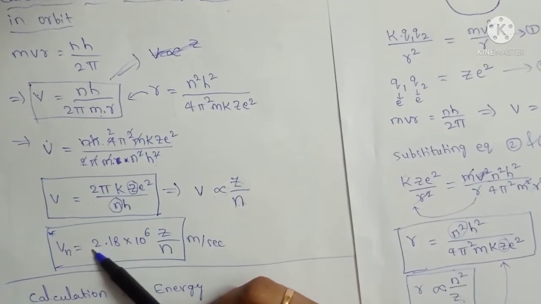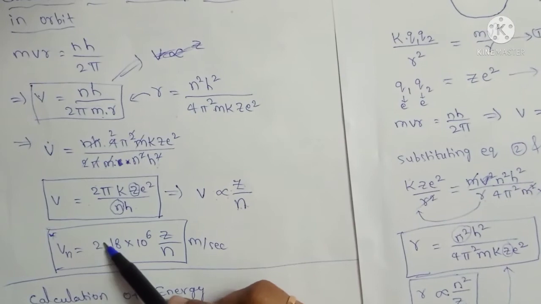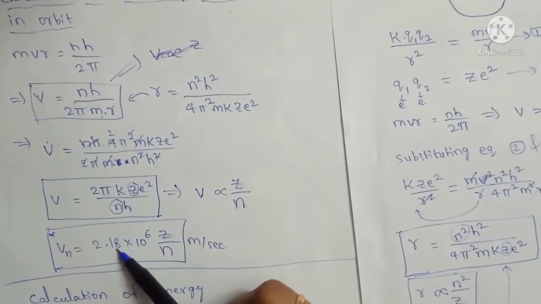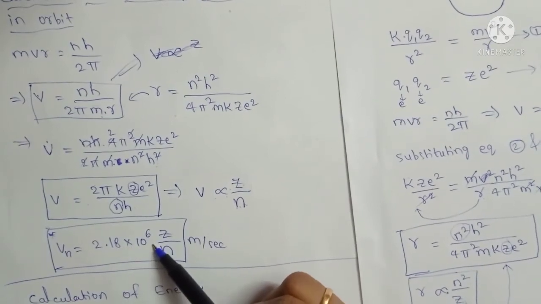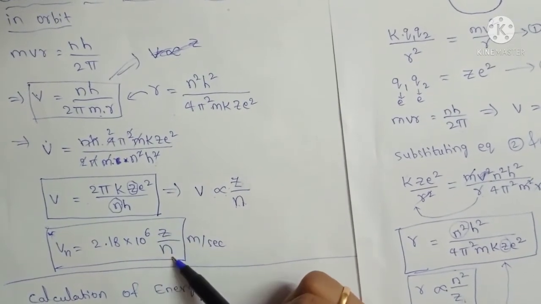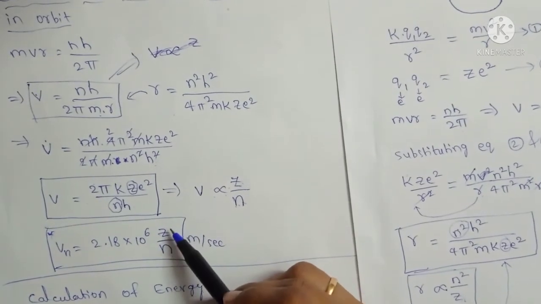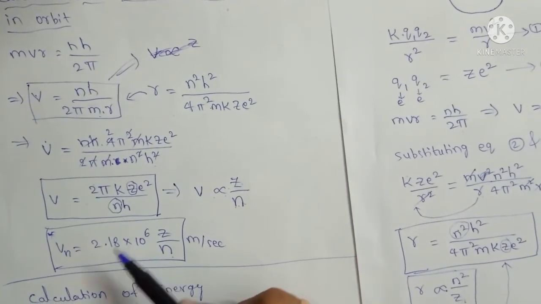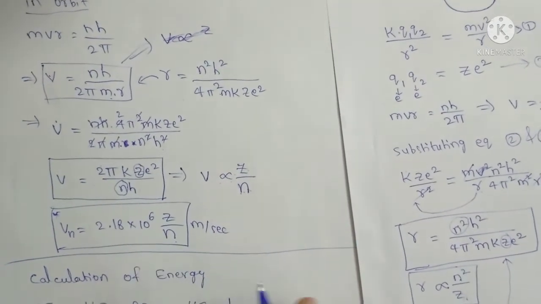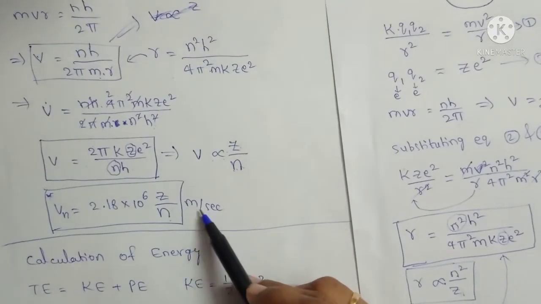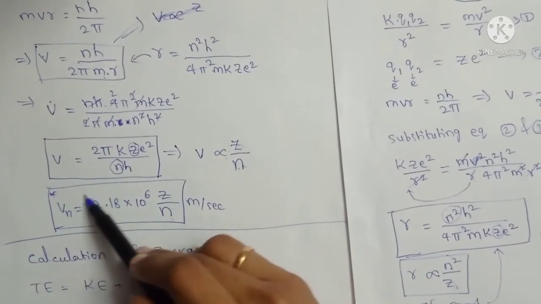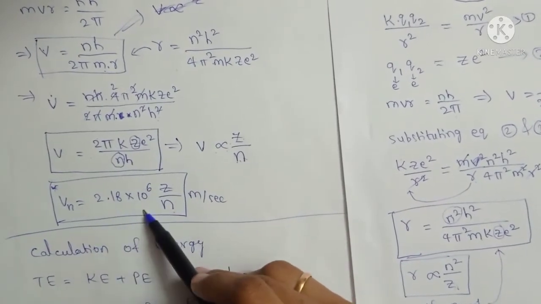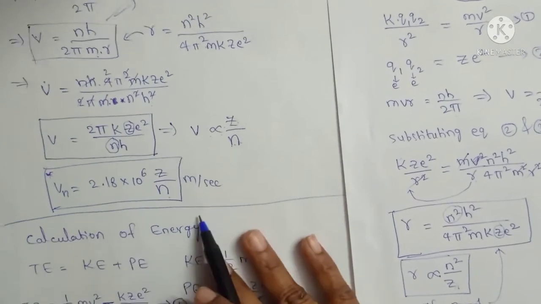By substituting the constants in this equation, we will get the simplified equation Vn, where n means the number of the orbit: Vn is equal to 2.18 into 10 power 6 Z by n. By substituting Z value and n value, we will get the velocity of the electron in a particular orbit. Meter per second is the unit for velocity. So this is the final equation for velocity. You have to remember this important equation.